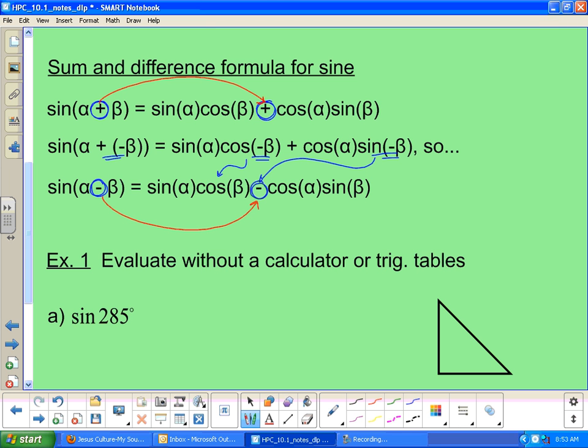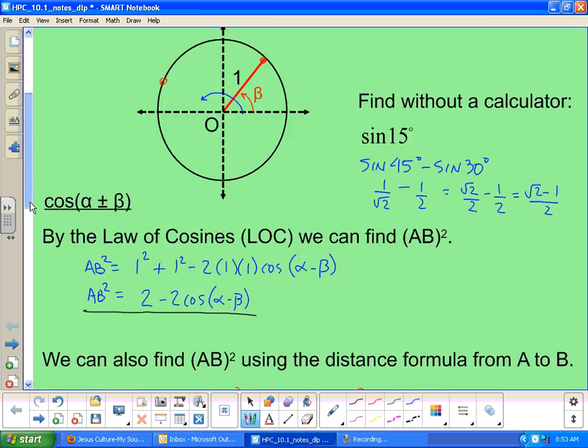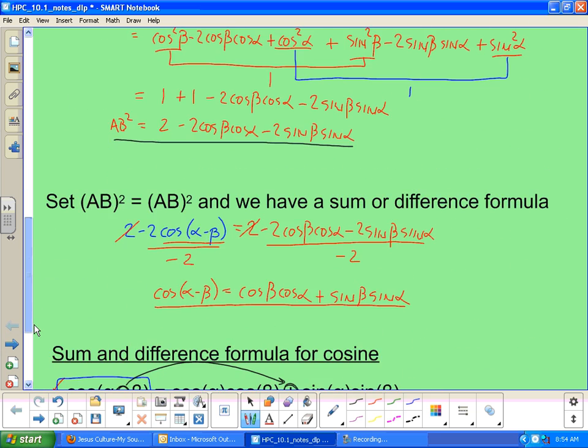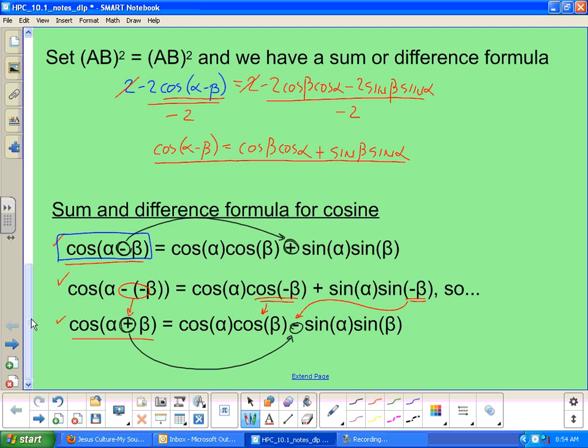Just think of the cosines being the bad guys, so they're going to always be opposites. I don't know, maybe that's helpful. Opposites there for the cosine because they're the bad guys.